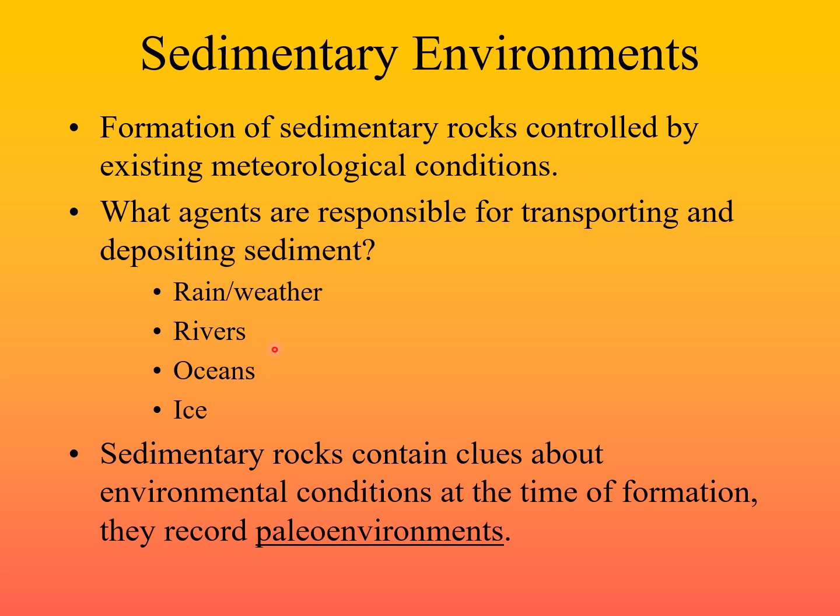Were they fast moving? Were they slow and meandering? Could some of these sediments have been deposited in an ocean environment? Could some of these sediments have been transported by glaciers or icy conditions? And based on, like I said, the sorting and the clast size and the rounding and all that stuff, that tells us something about the environment in which they formed.